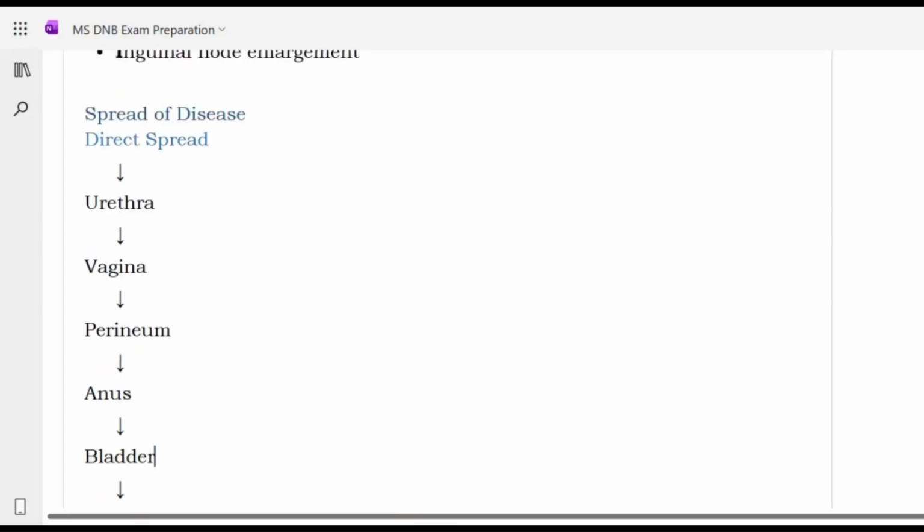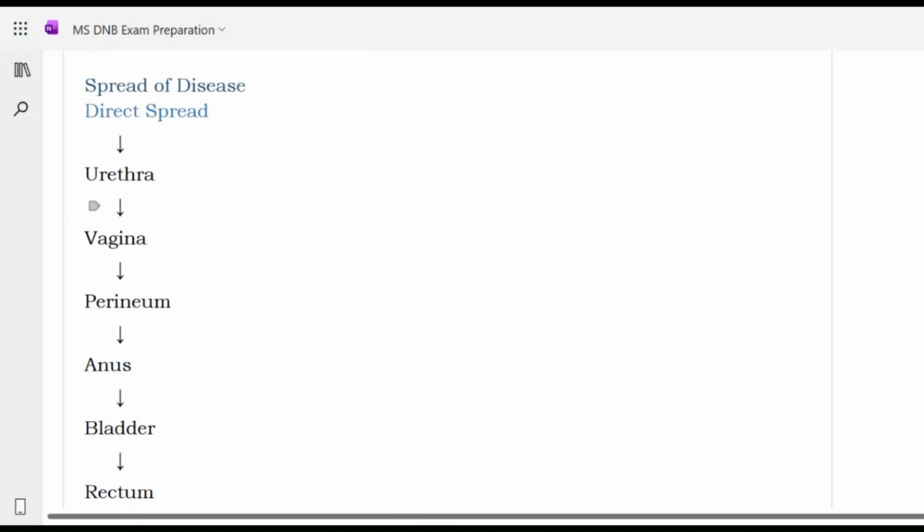How does this vulval carcinoma spread? So the spread of the disease is mainly by direct spread. From the vulva, it may spread to the urethra, vagina, perineum, anus, bladder, rectum.